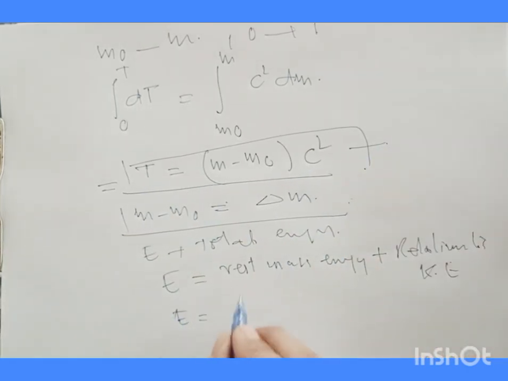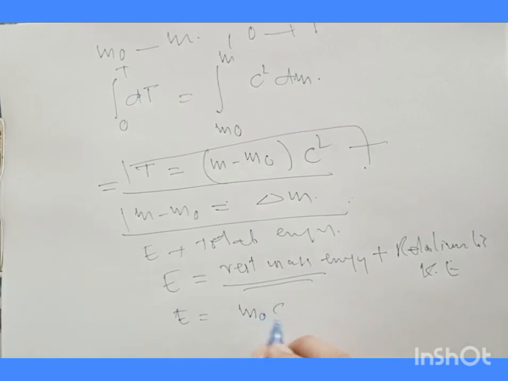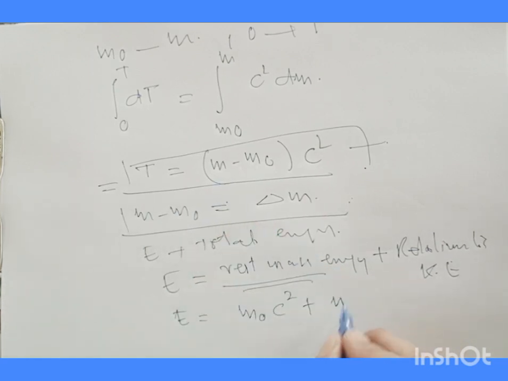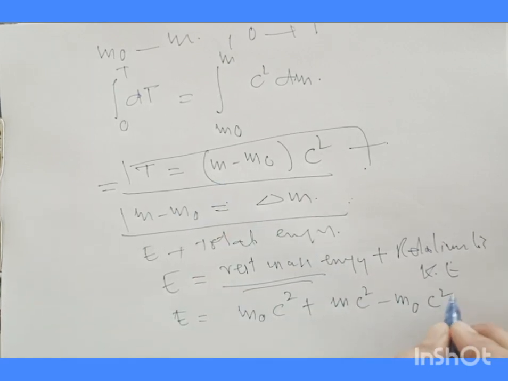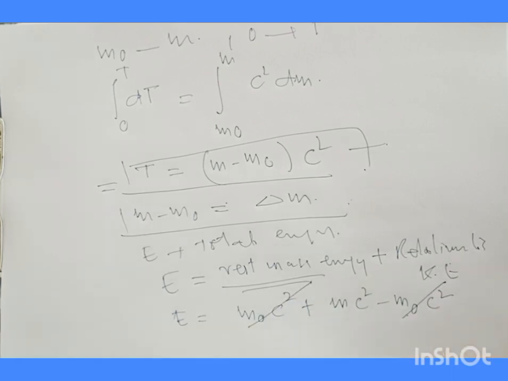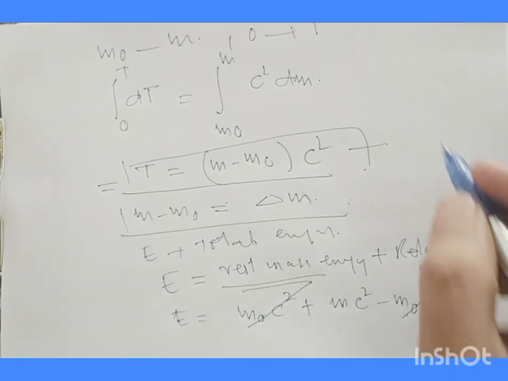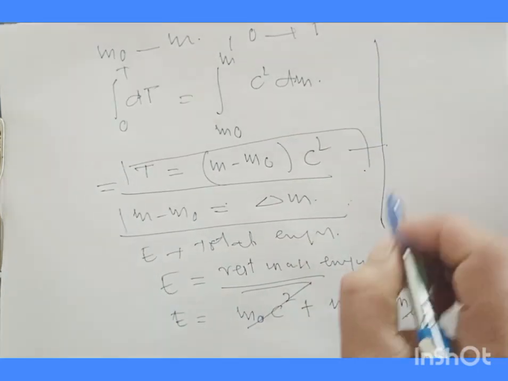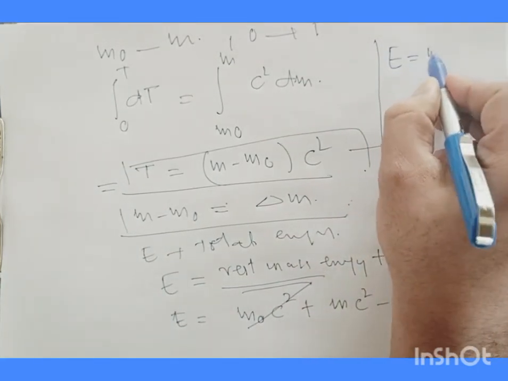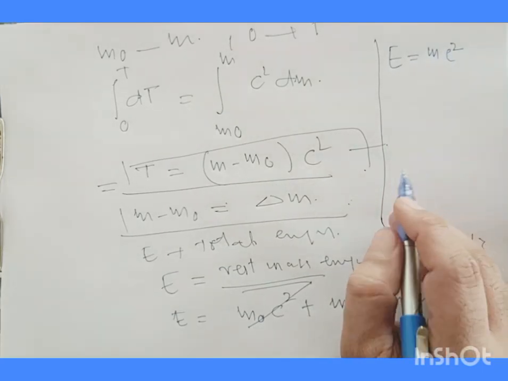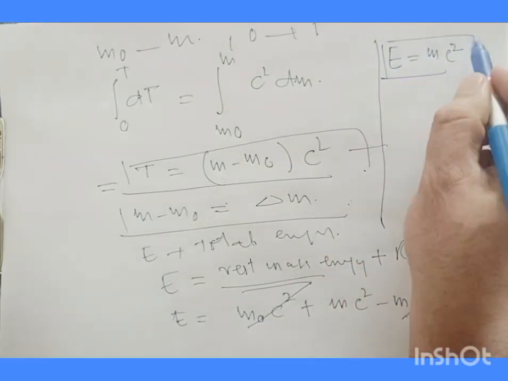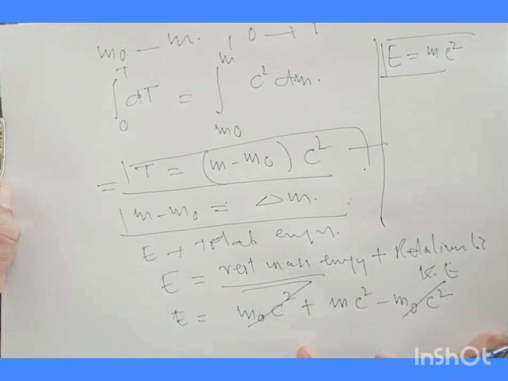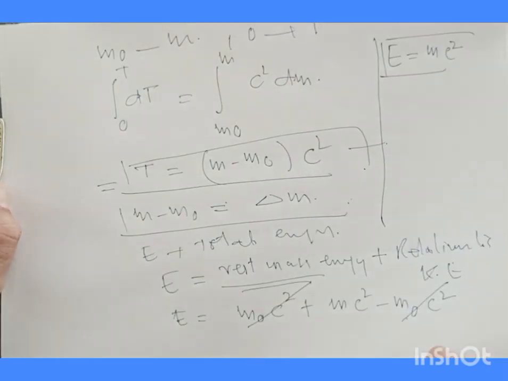So E is going to be, for rest mass, m naught c square, plus for relativistic kinetic energy, m c square minus m naught c square. This m naught c square and m naught c square are going to cancel. And what we are going to obtain is the expression for the total energy. So this energy is E equals mc square. So here we have obtained the relativistic energy equation, which talks about the conversion of mass into energy and vice versa.